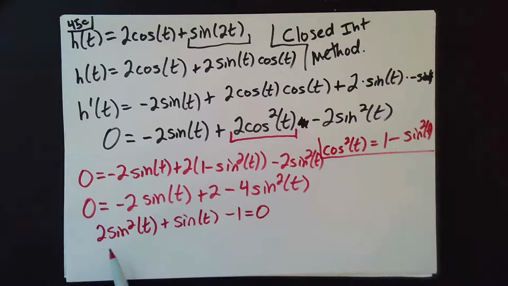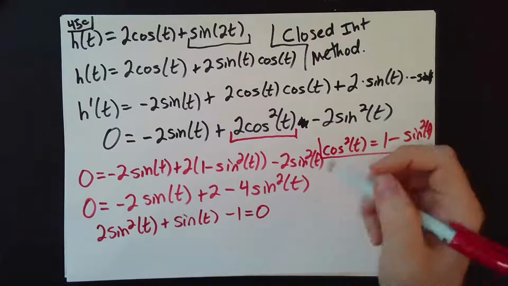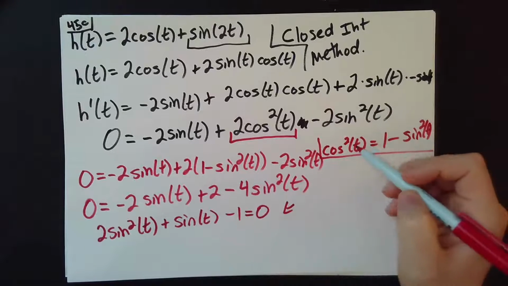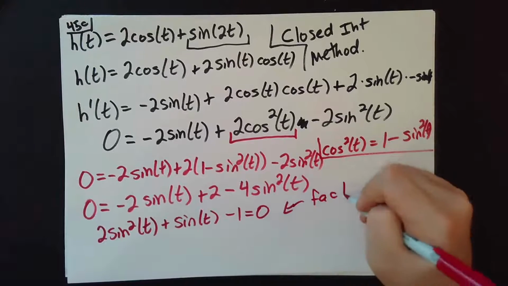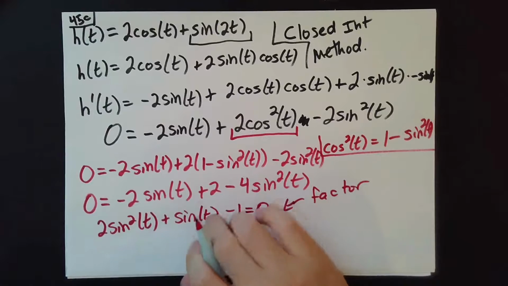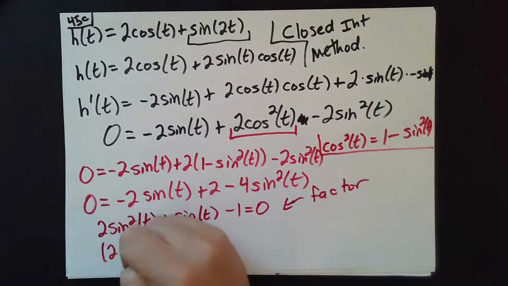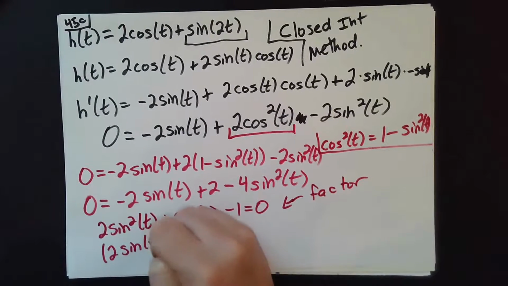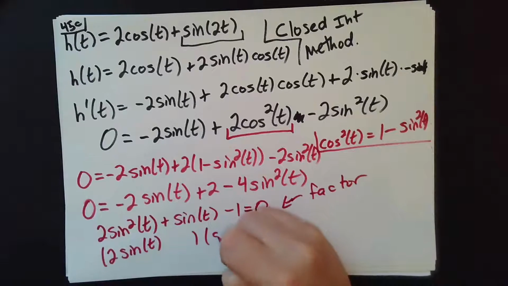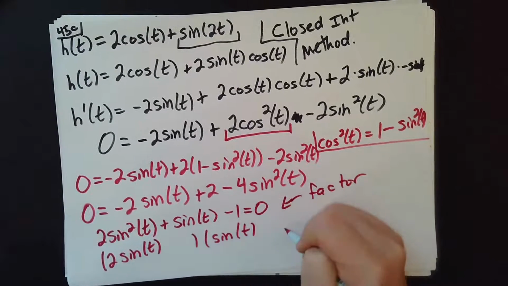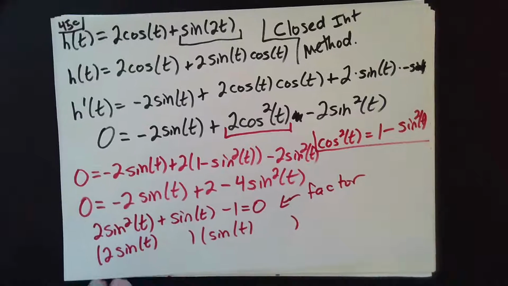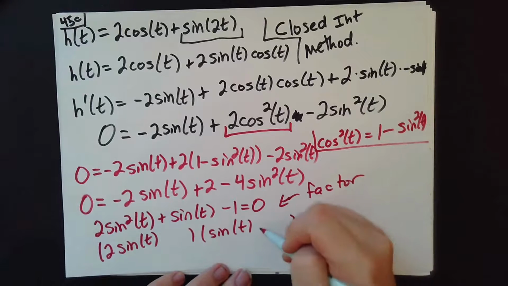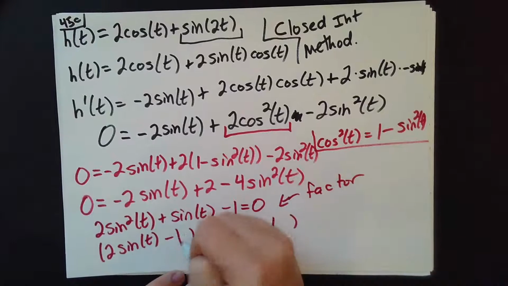Okay, so now what is this trick? Now we have to use the other trick after we use the trick with the cosine squared. Namely, we have to use the trick: factor this. Okay. So how do I factor this? Well, one of the terms is going to have a 2 sine of t. One of them is going to have just a single sine of t. And I'm going to squint at this for a second and say that I need a +1 and a -1.